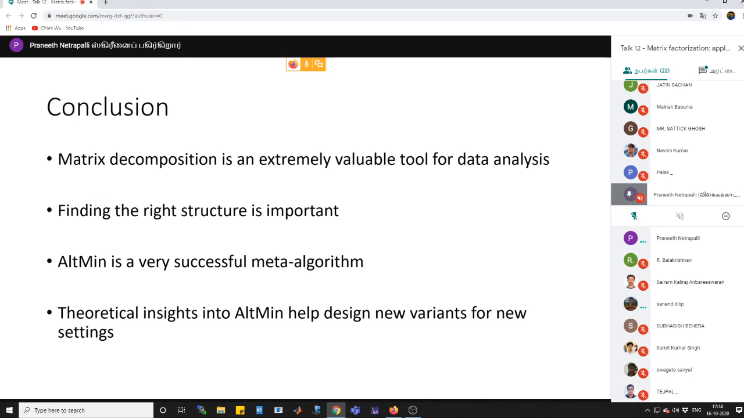So alternating minimization works in this low dimensional space with only these parameters, but convex relaxation works in the entire matrix space, which is of dimension n times m. So that's the main reason why these approaches are much more scalable compared to the convex relaxation approaches. Thank you.